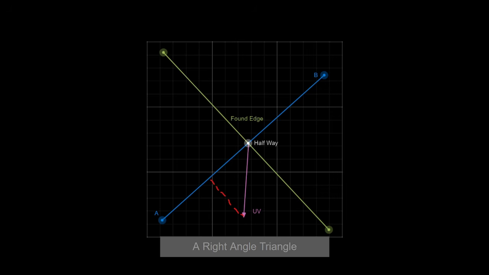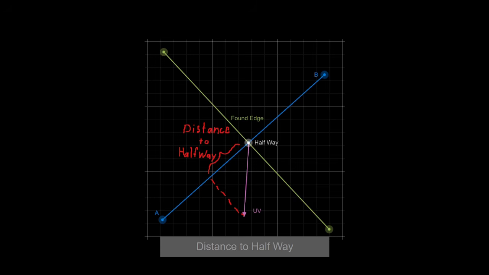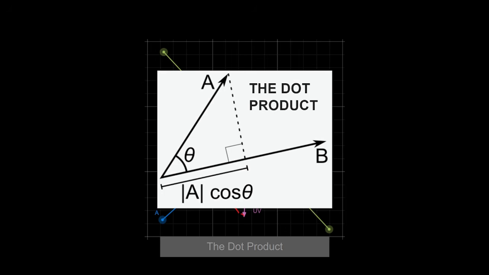What we can find is we can see that with this UV vector and that AB line, we can kind of make a right angle triangle if we fill in that missing side. And that also gives us a distance to the halfway point, which is on the edge line too, and would be the same distance as the one we're really looking for because they're parallel. So how can we make that right angle triangle and find the distance to the halfway point? The answer is the dot product.